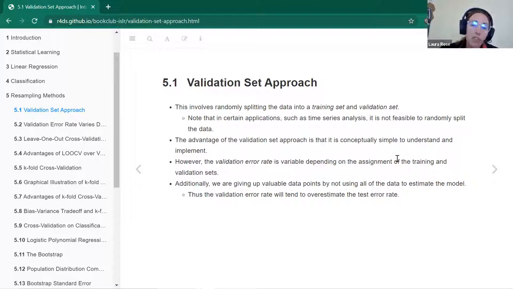So basically, the point is you do some kind of split depending on your problem. Let's just say 50-50 since that's what the book is saying. Okay, so the advantage of the validation set approach is it's very conceptually simple, right? You split the data, one part for training, one for validation. The validation error rate, so the error rate comparing that validation set to the predicted values from your estimated model, depends on the assignment of the data observations into the training and validation sets. So you can get a lot of variation in that validation error rate, depending on the random split. Also, a disadvantage is that we are giving up valuable data points by not using all of the data to estimate the model. So this means that the validation error rate is going to tend to overestimate our test error, the true theoretical test error rate.